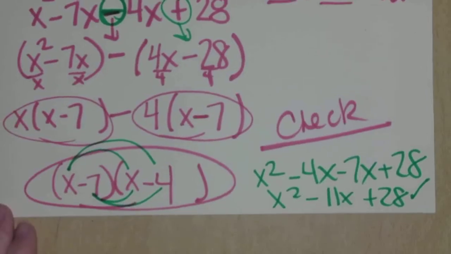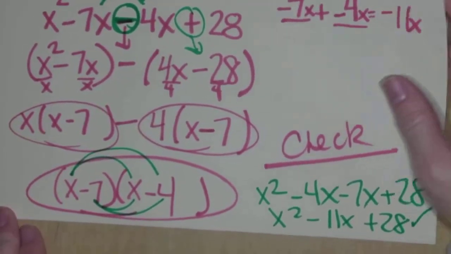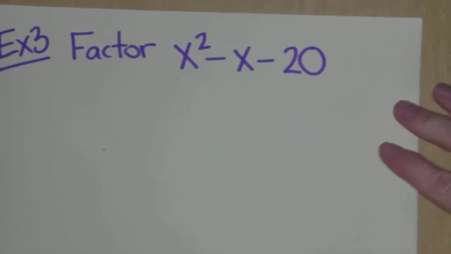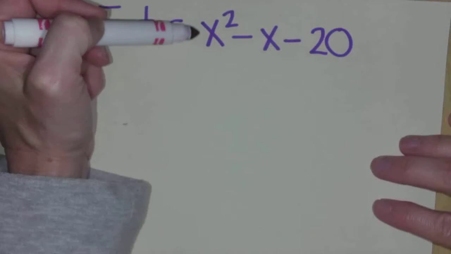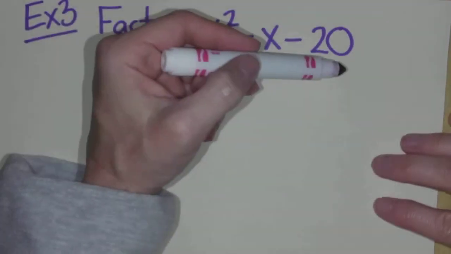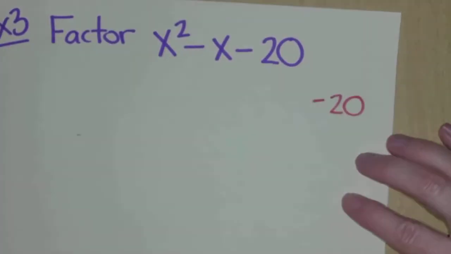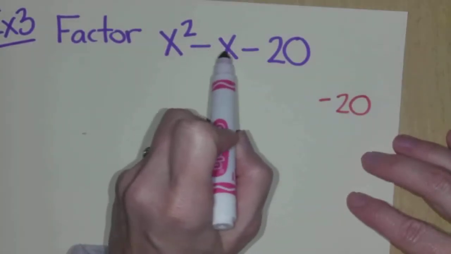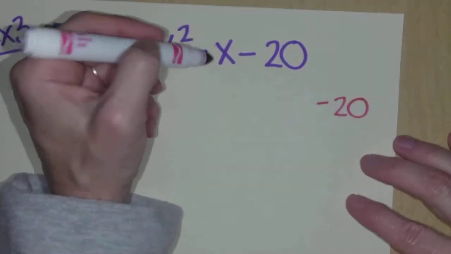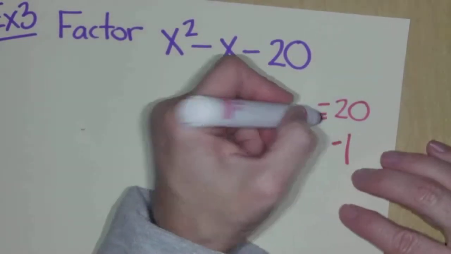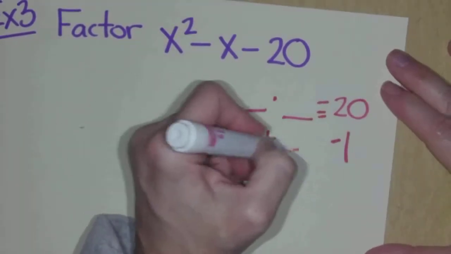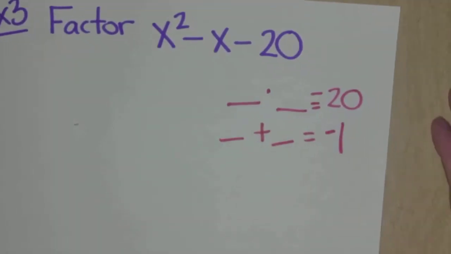Okay, and the final example. 2 negatives. So example 3, we're going to factor x squared minus x minus 20. Same idea as before, getting the gist of this now. So we have a 1 here, 1x squared. 1 times negative 20 is negative 20. And then we're going to slide this guy down underneath. This is a negative 1, negative 1. So we need two numbers whose product equals negative 20, whose sum equals negative 1.